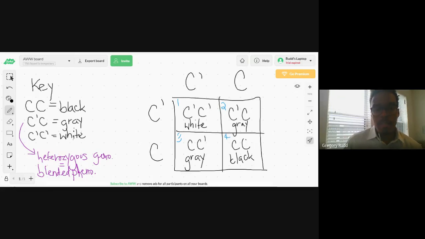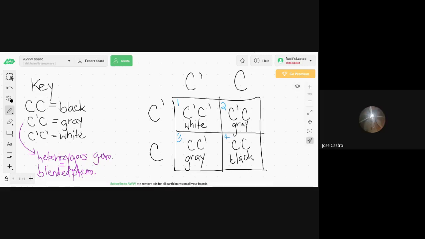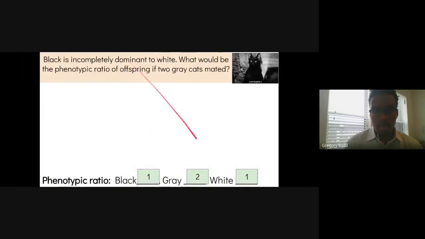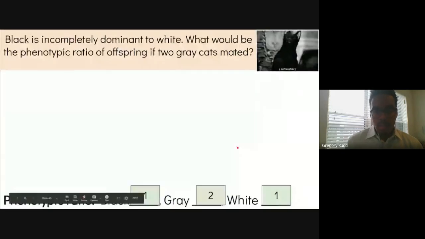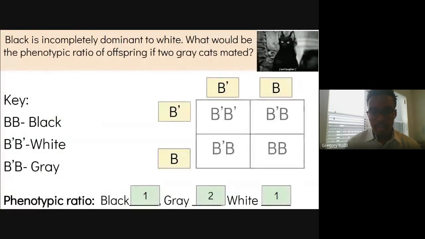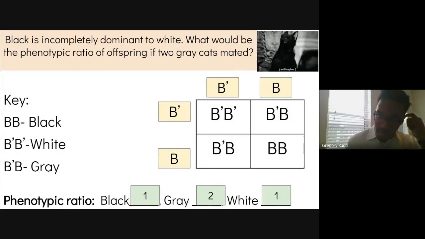So how many white offspring do we have here? One. How many gray? Two. How many black? One. Excellent. So that's the answer that we got over here. We got our cross correctly, I assume. Good.